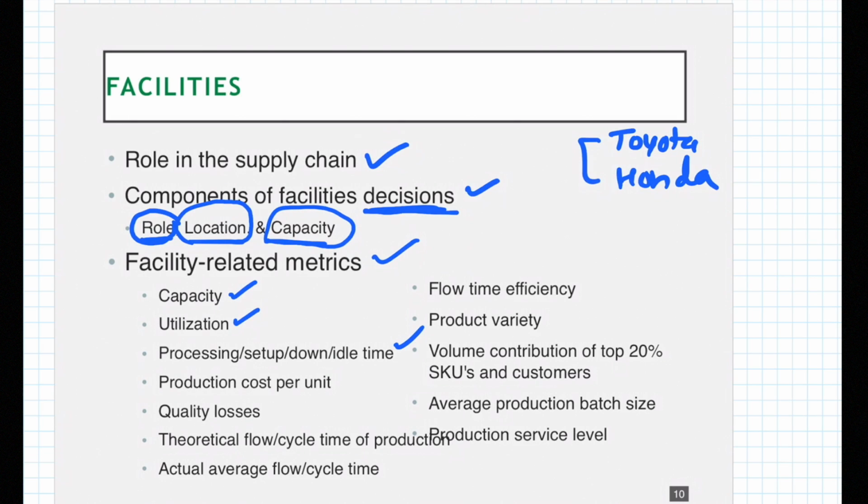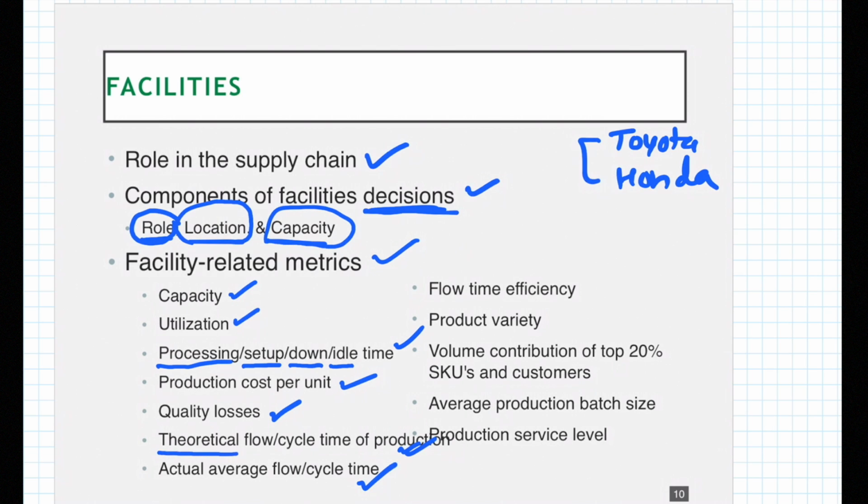Processing means how often the facility is being used for processing, how much time goes into setup, making the process ready, how often it is down, maybe because of breakdown, or it may need maintenance, how often it is idle. Production cost per unit is another metric. So if quality losses are high, it harms the financial performance as well as responsiveness.